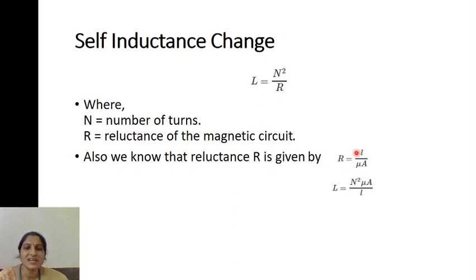If you substitute this R value in the inductance, you get L equals N squared mu A by l. So you can vary the self-inductance by varying the number of turns of the coil, the permeability of the coil, the area of cross section or the length of the coil. As you vary the self-inductance, you can measure the physical motion.